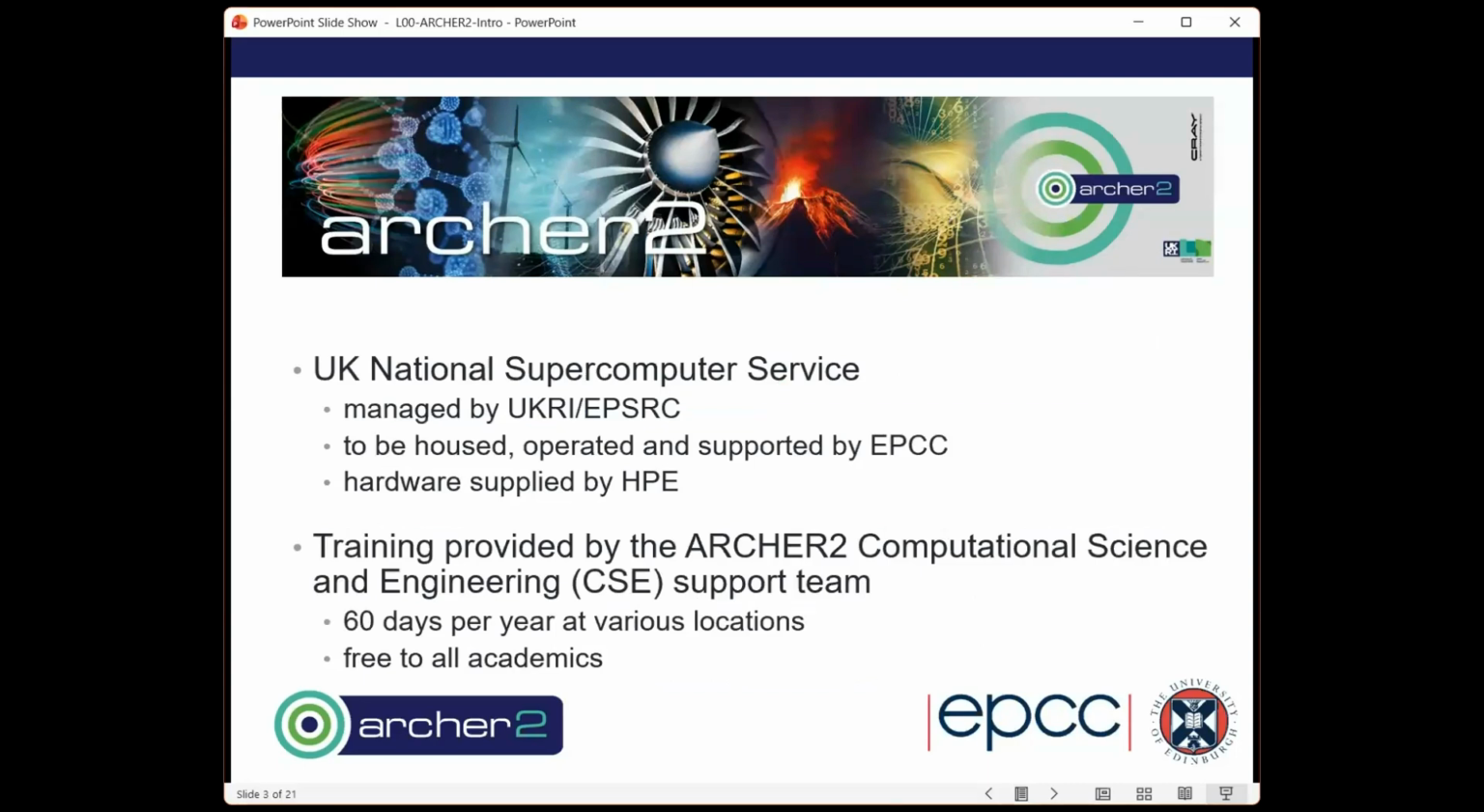So just a brief, what is ARCHER2? Well, ARCHER2 is currently the UK National Supercomputing Service. Unfortunately, we're currently scheduled to close the service in November. It's managed by the Research Councils and EPSRC, but it's housed, operated and supported by us, EPCC. I'll explain who we are very shortly, and the hardware, it's an HPE system.